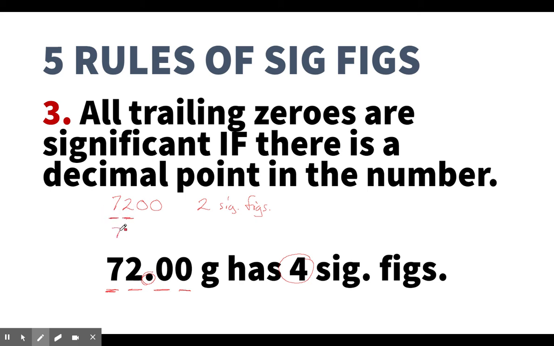What if the number was 7,200.0? Now the 7 and the 2 are significant. And because there's a decimal, all trailing zeros, including ones before the decimal, are significant. This number has 5 significant figures. Now you might be thinking, wait a second, those are the same number. How is 7,200 and 7,200.0? How is there any difference between them?